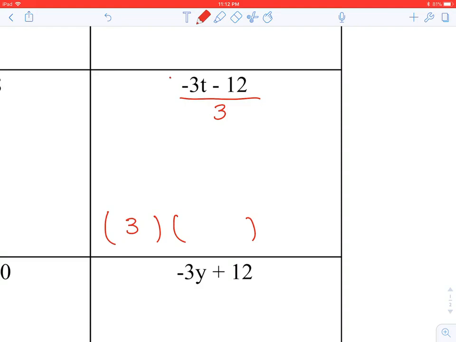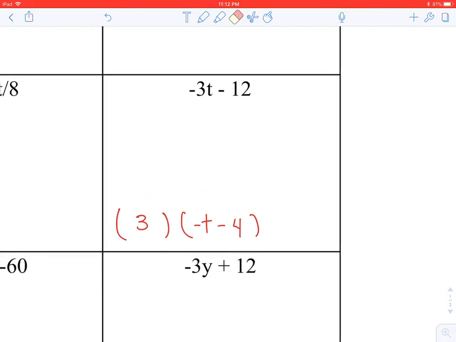So I'm going to figure out what goes here by doing negative 3t divided by 3. 3 divided by 3 is 1, and negative divided by positive is a negative 1. So this is going to be a negative t. Then minus 12 divided by 3. 12 divided by 3 is 4. Both of them are positive, so it stays as a positive 4. So I just figured out that the set of factors of negative 3t minus 12 is 3 and negative t minus 4. That is the factored version of negative 3t minus 12.